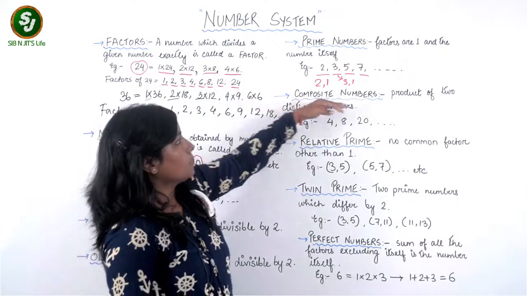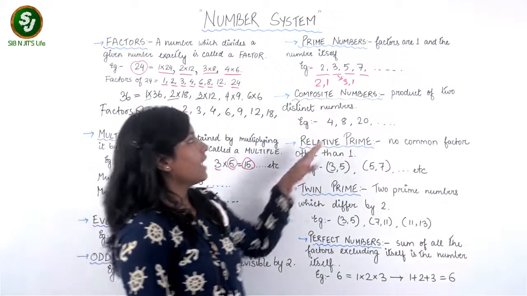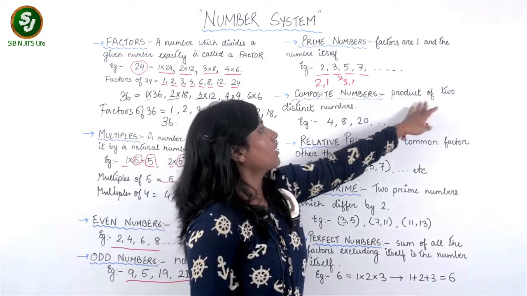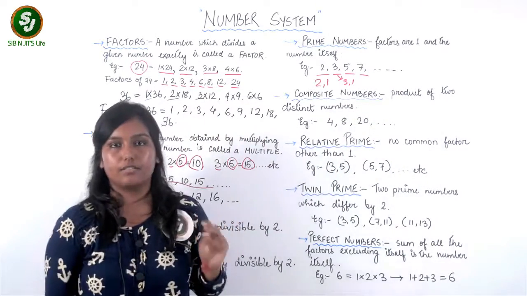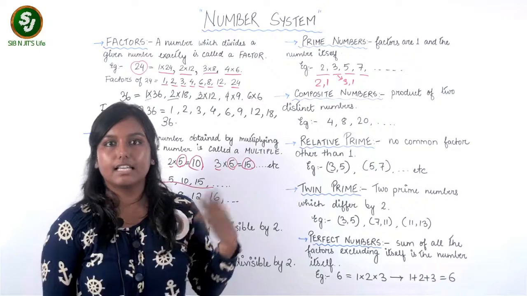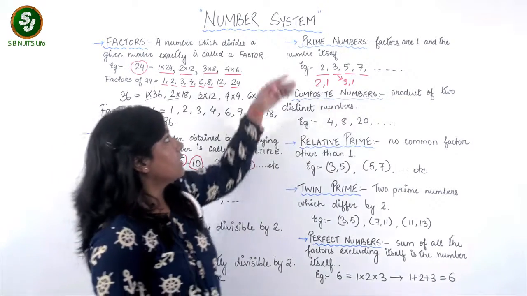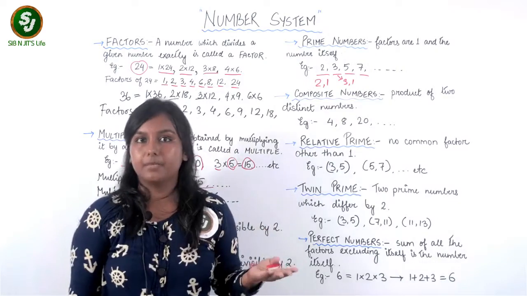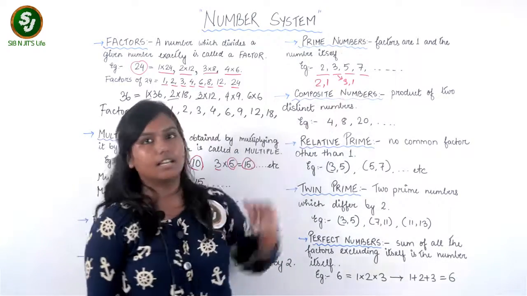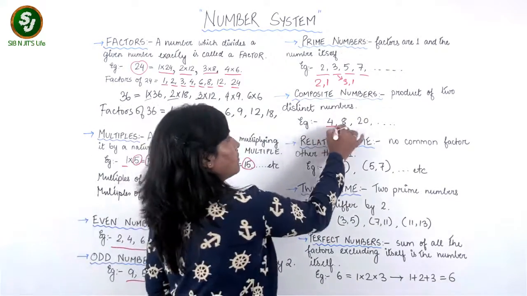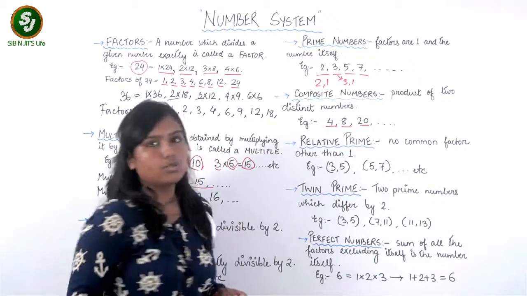Next is composite numbers. They are the numbers which are formed by the product of two distinct numbers. When you multiply two distinct numbers, the resultant will give us a composite number. Or you can say the numbers which are not prime are termed as composite numbers. Examples here are 4, 8 or 20.